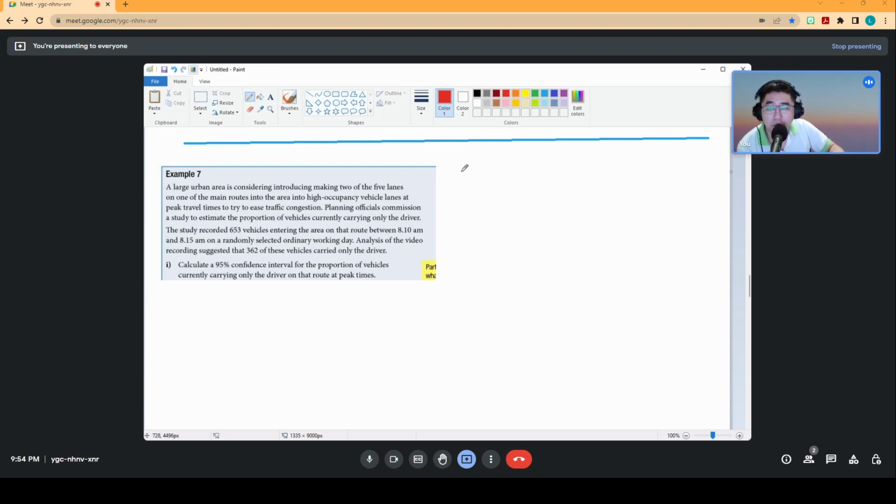The study recorded 653 vehicles, so n equals 653, on the road between 8:10 a.m. and 8:15 on a randomly selected ordinary working day. Analysis of the video recorded suggested 362 of them carry only the driver. So the proportion that we have is 362 over 653. You can see that these two pieces of information come strictly from your question. Calculate the 95% CI for P.